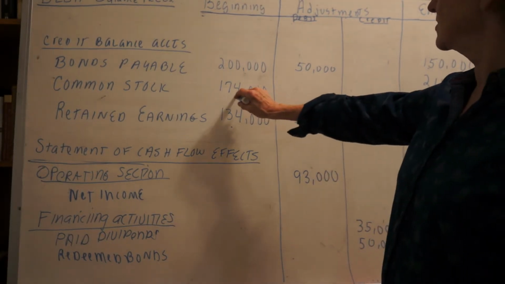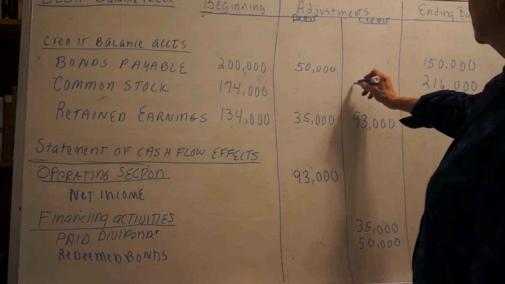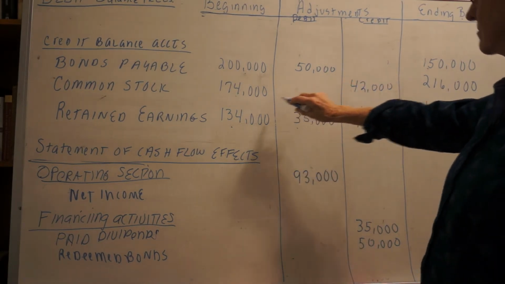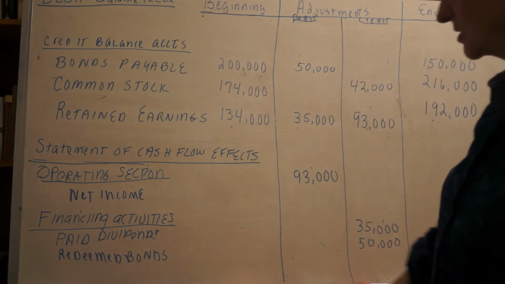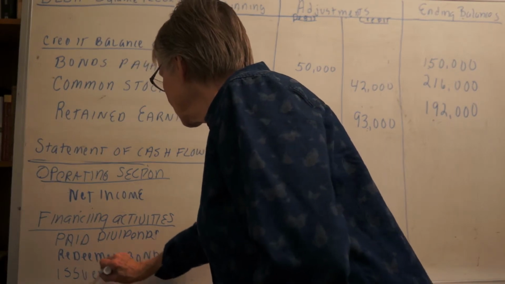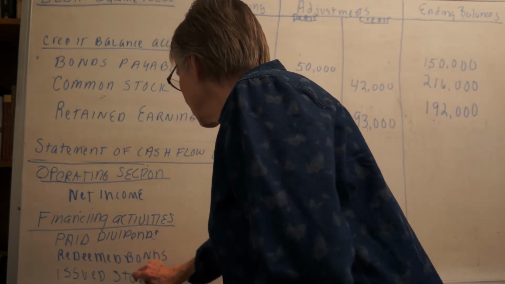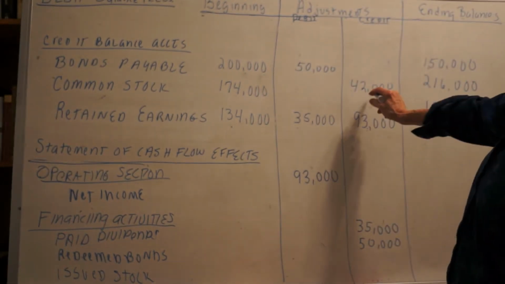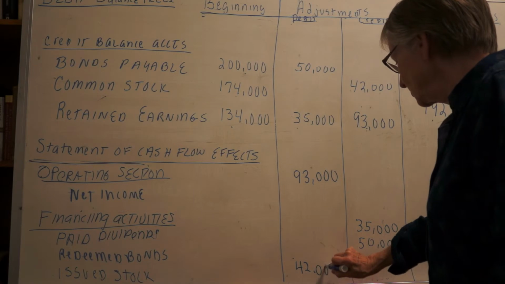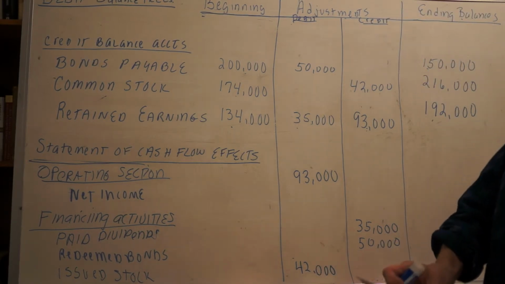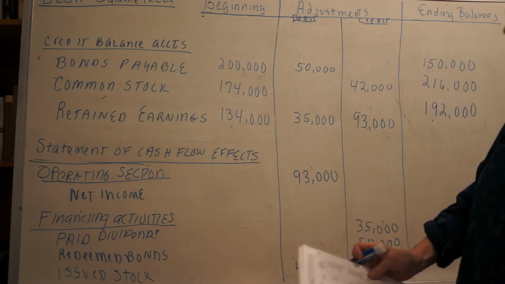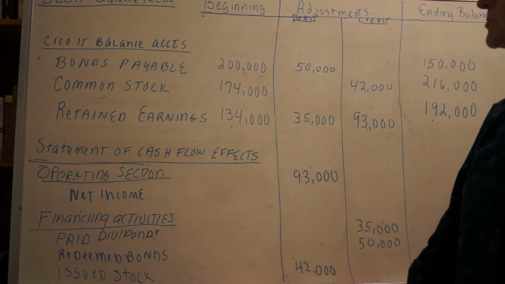Okay, common stock was issued for cash. So common stock started at $174. So a $42,000 credit would explain that that much more stock was issued. And we go down to our financing section and we tell everybody that we issued some stock. And say credit up here, it's a debit down here, and that makes sense because when you issue stock, you get money.